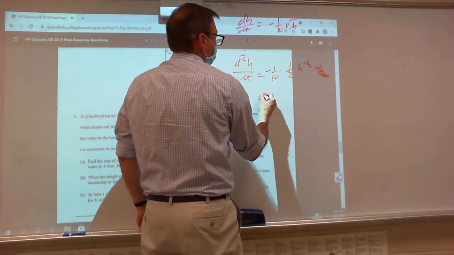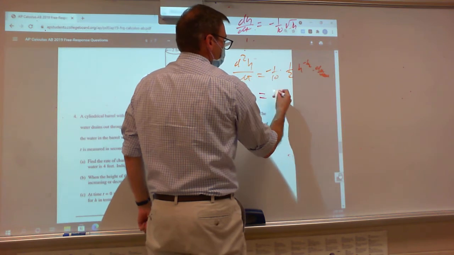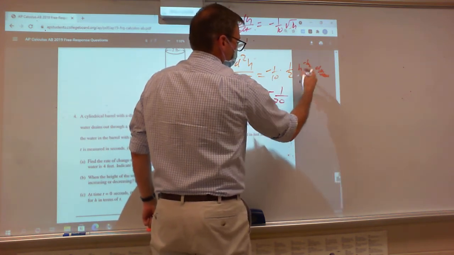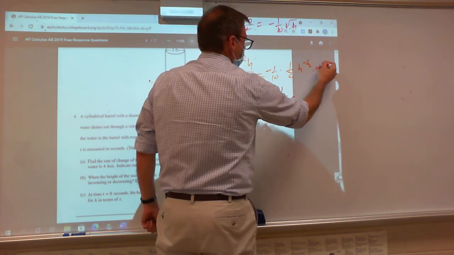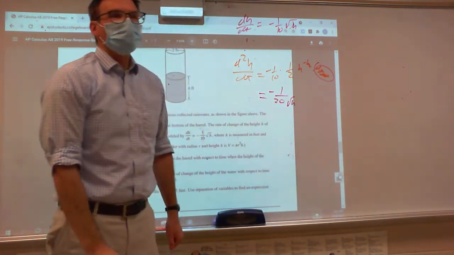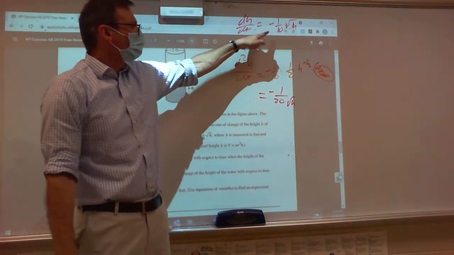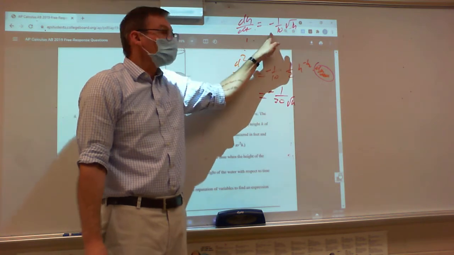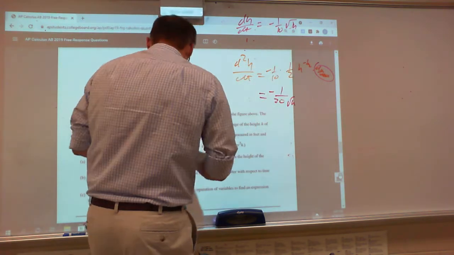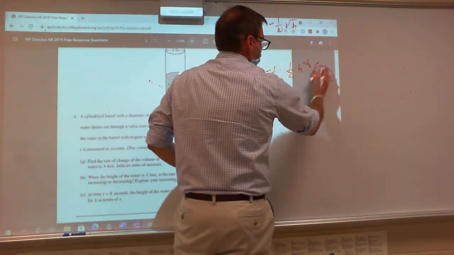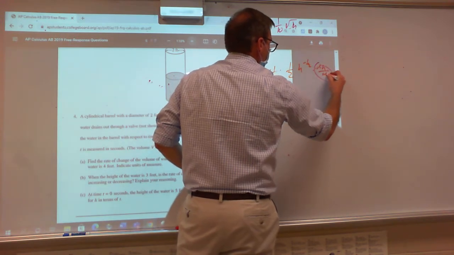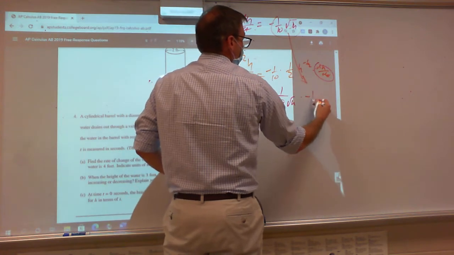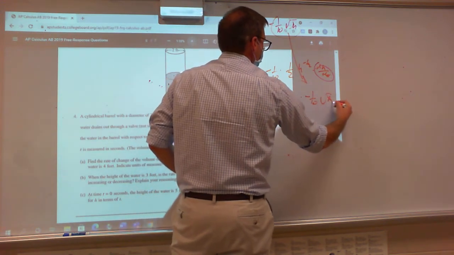Which, let's see, if I clear this up, that's going to give me negative 1 over 20 times the square root of h. But what does dH/dt equal? Does everybody see dH/dt is this? Let me make that a little more legible. I've got to replace dH/dt with this thing, so I end up with negative 1/10 square root of h.